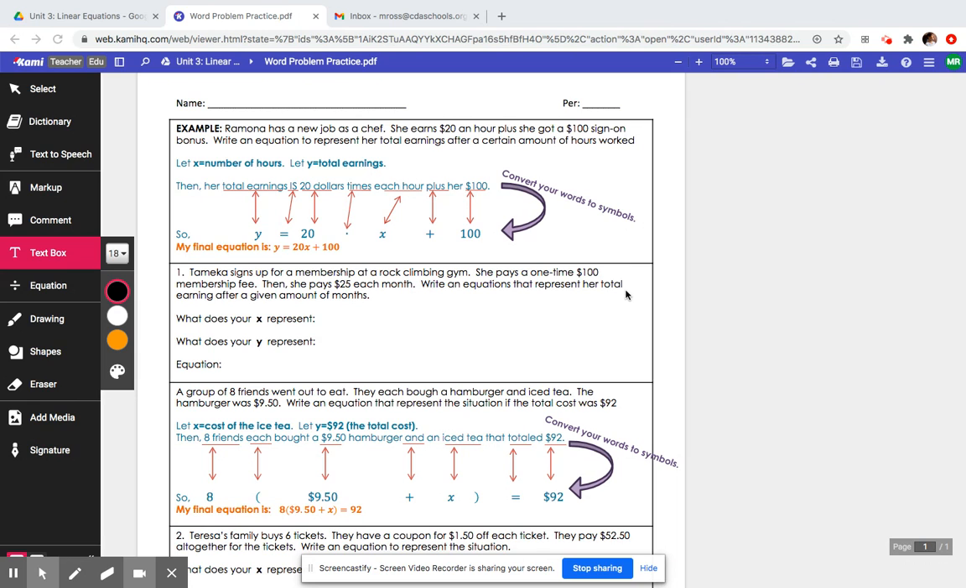Our first example is Ramona has a new job as a chef. I would not be able to have that job. I am not a cook.